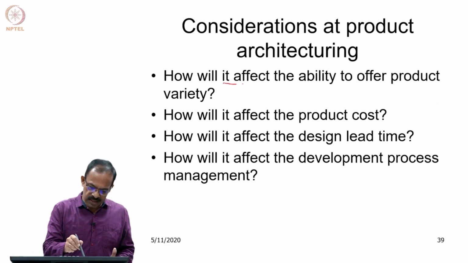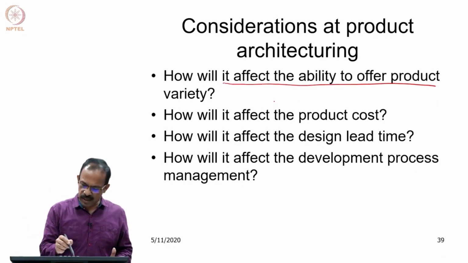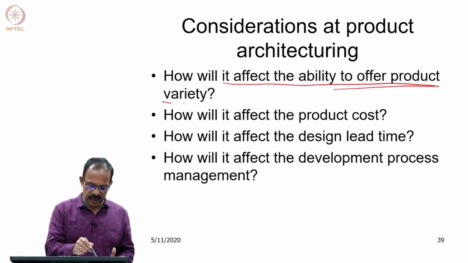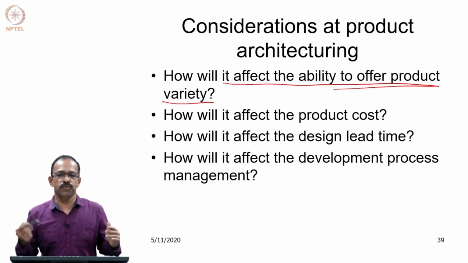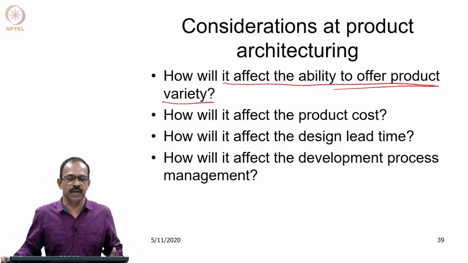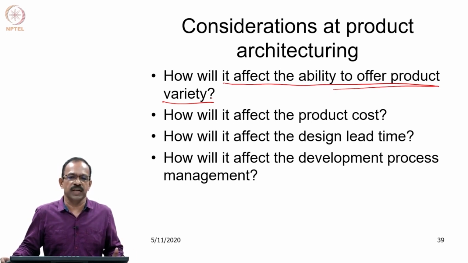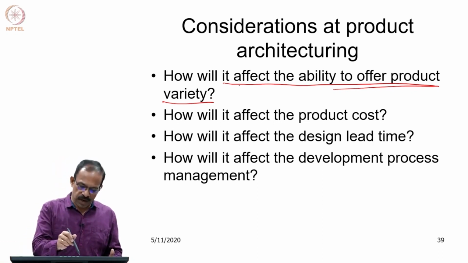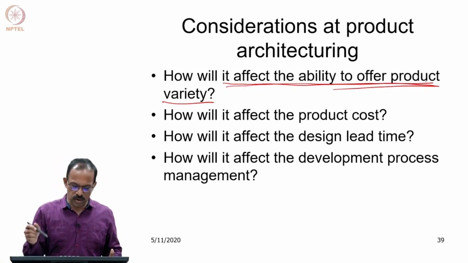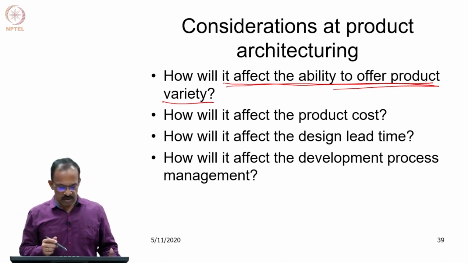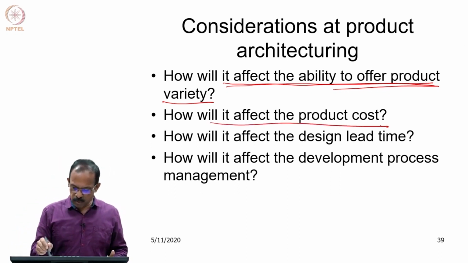The architecture basically depends on the ability to offer product variety. If you want to have multiple products in the family, then the individual product architecture also should satisfy that requirement. We should be able to provide a family of products without making too many changes in individual products. That is why we need to know how this is going to affect the ability to offer product variety. Similarly, how is it going to affect the product cost?